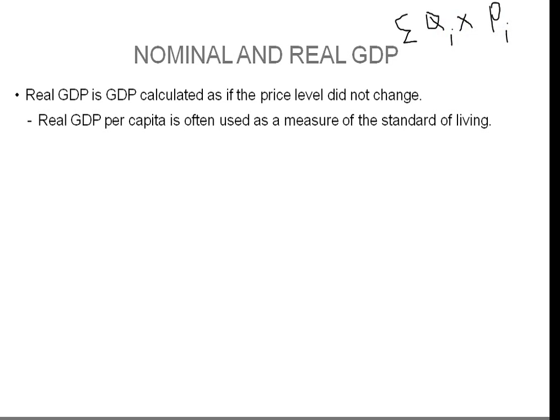When we assume the price is not going to change, or when we calculate GDP with the previous year's prices or some base year prices, that is called real GDP, as we assume that price has not changed. Real GDP per capita is often used as a measure of standard of living. It is a better method than many others for studying the standard of living.